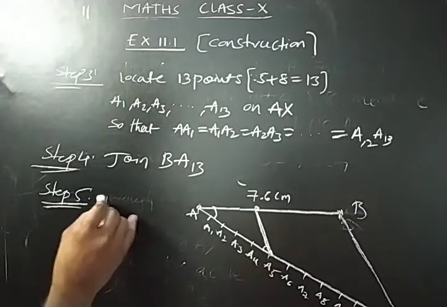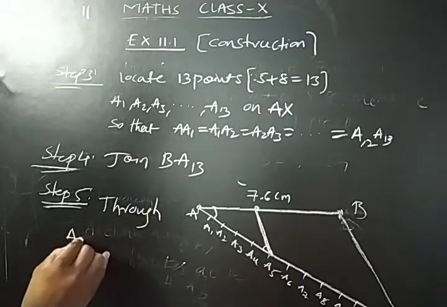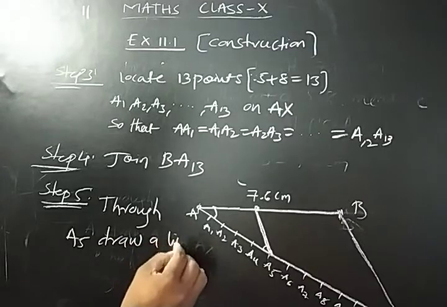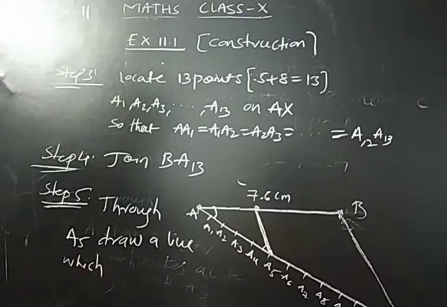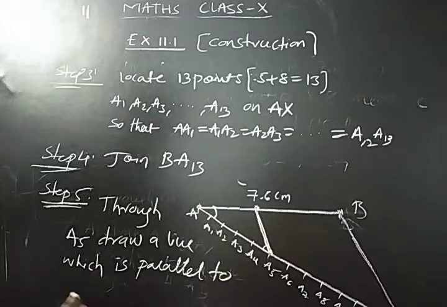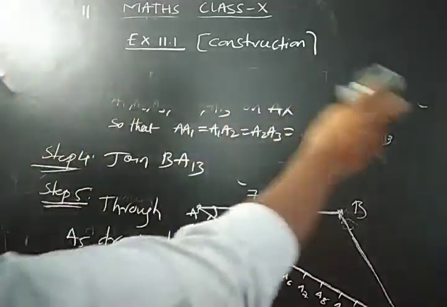Throw A5. Draw a line which is parallel to B A13. This is parallel to B A13.